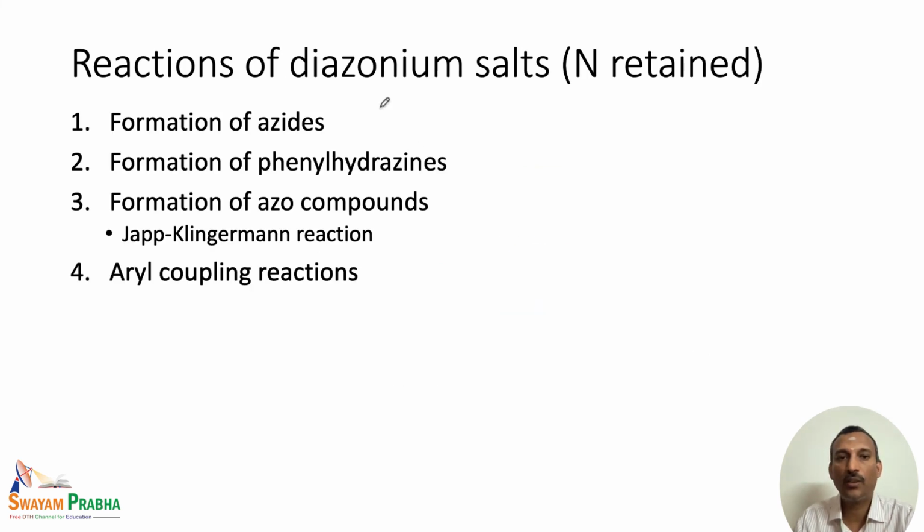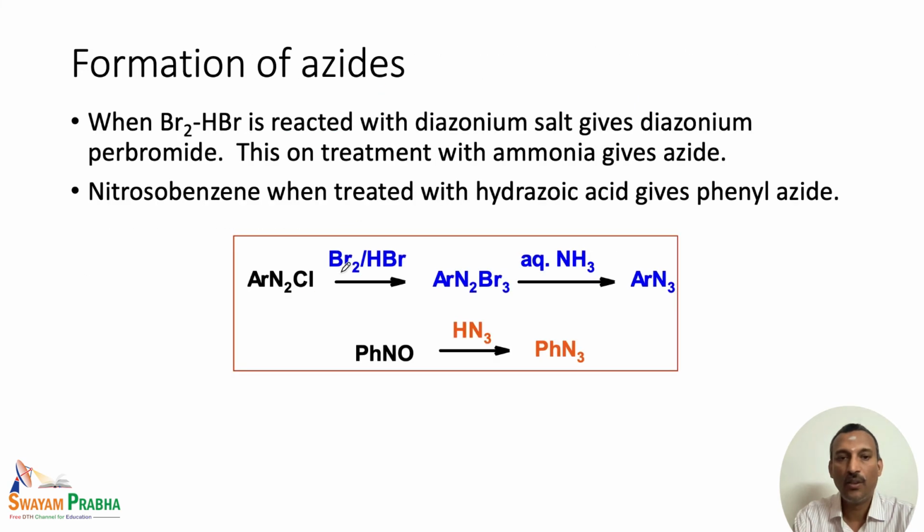The next one is reactions of diazonium salts in which the nitrogen is retained. So here the reactions we will study are formation of acids, formation of phenyl hydrazines, formation of azo compounds, and aryl coupling reactions. So the first one is formation of acids. The diazonium compounds when treated with bromine and HBr lead to the formation of the perbromide. So the diazonium perbromide is formed. This on treatment with aqueous ammonia gives the corresponding acid. So this is one way in which the nitrogen is retained in the product.